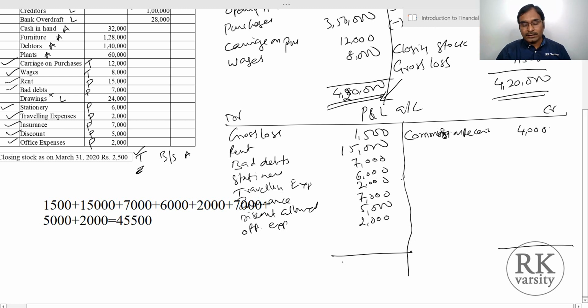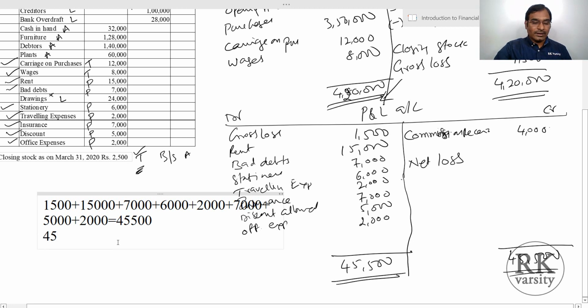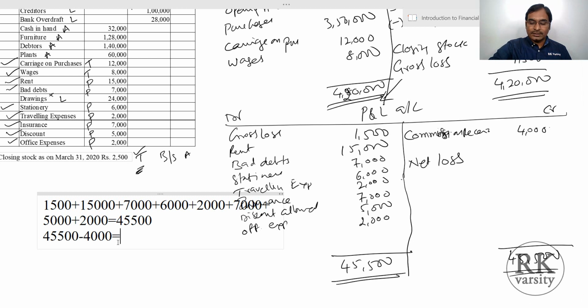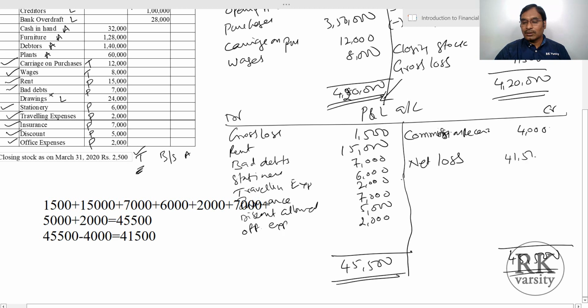We'll write here 45,500. Then we'll also write 45,500 here. So our net loss equals 45,500 minus 4,000, which is 41,500. So 41,500 is the net loss, and this will show in the balance sheet of the business.